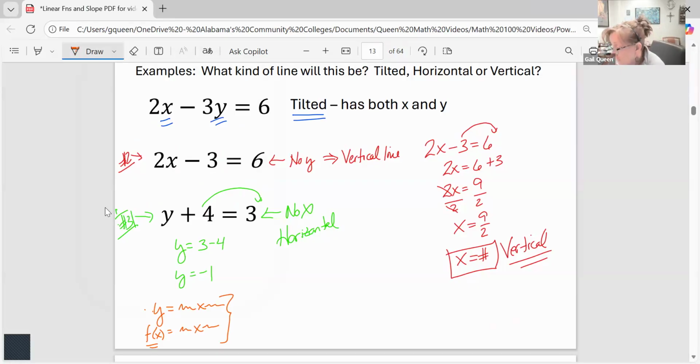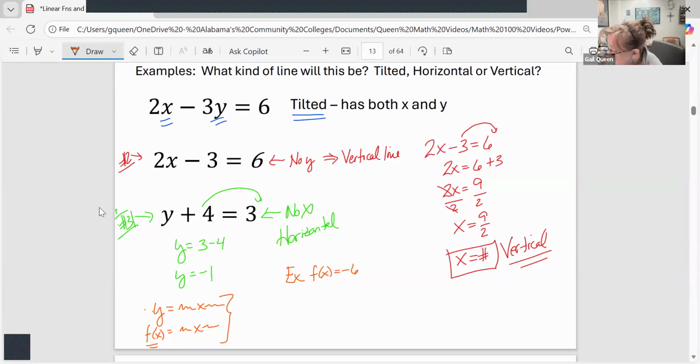So another thing that they can do to trick you on this linear function section is they may write something like this. Here's our example. We want to know, is it tilted, horizontal, or vertical? And they're going to write f of x equals negative 6. Now, when you look at this equation, f of x equals negative 6, you need to remember that f of x and y are the same thing. They're really giving you y equals negative 6.